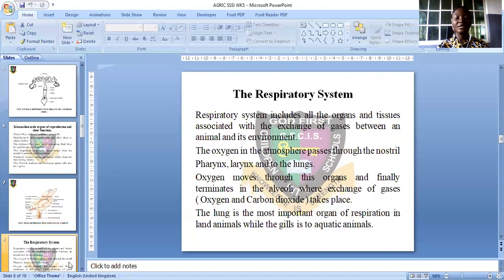Now, the lungs are the most important organ of respiration in land animals, while the gills are for aquatic animals. Farm animals use the lungs for respiration, while gills are used for respiration in aquatic animals. Then the oxygen moves through the organs of respiration, that is the nostril, the pharynx, the larynx, and the lungs. When oxygen moves through these organs, it finally terminates in the alveoli, where exchange of gases takes place. The exchange of gases that takes place there in the alveoli is of oxygen and carbon dioxide.